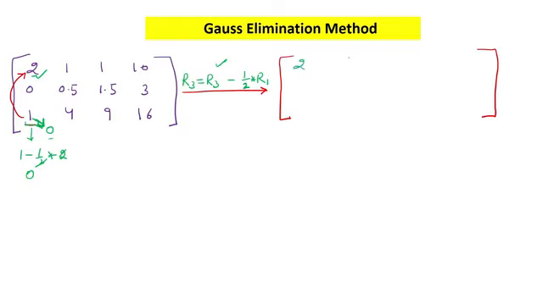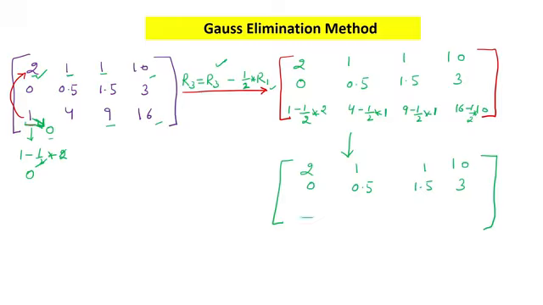So the first row will not be changed and the second row will also be the same. Now here I will write 1 minus 1 by 2, the row 1 element, that is 2. In the same way here I will write R3 minus 1 by 2, and the next element is 1. Then I will write this 9 and 1, and lastly I will write 16 minus 10, but here I have to write 1 by 2 multiply. So what will I get here?